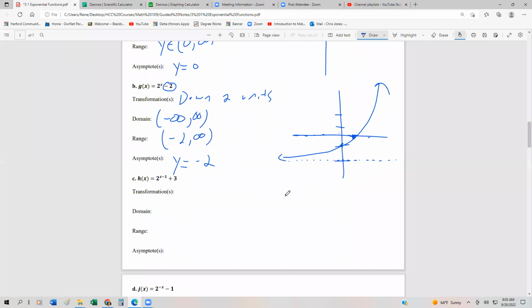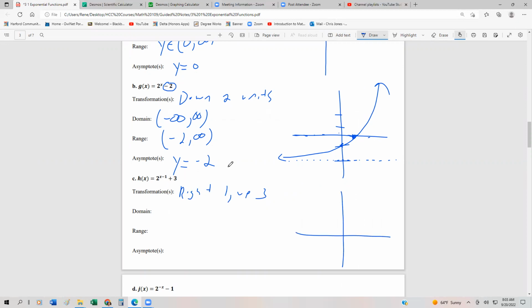All right, another example, we have 2 to the x minus 1, plus 3. We have 2 transformations this time. All right, so x minus 1, remember that means that we're going to move the function to the right 1. And then the plus 3 means we're going to move up 3. All right, so we're going to take our 2 points that we had, and we're just going to move them right 1 and up 3.